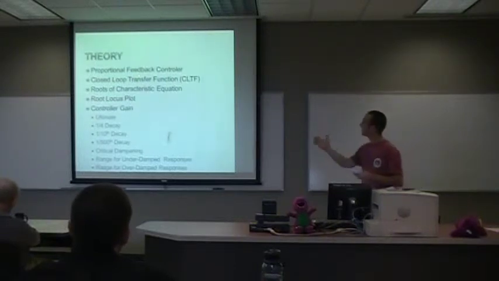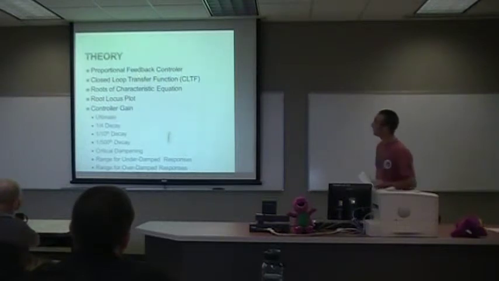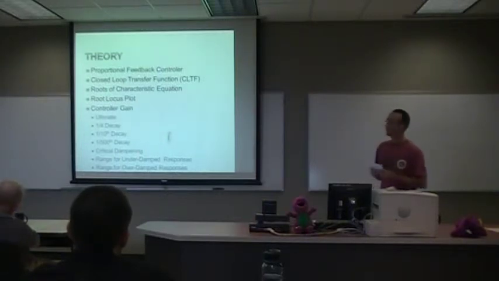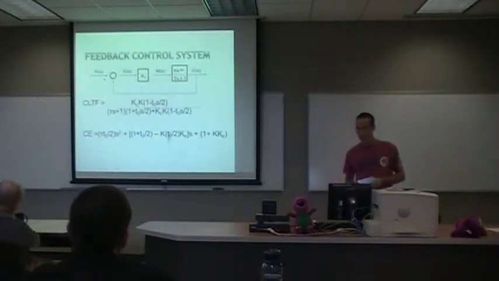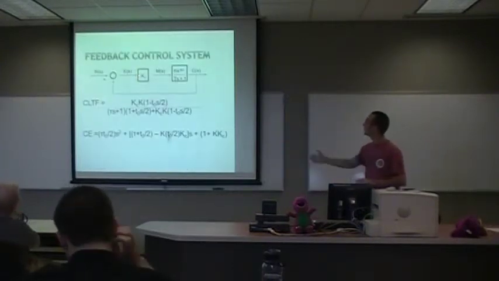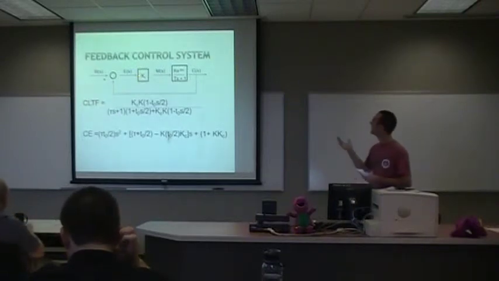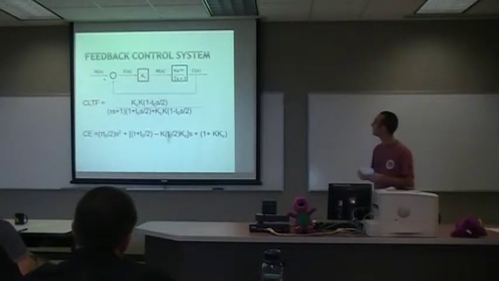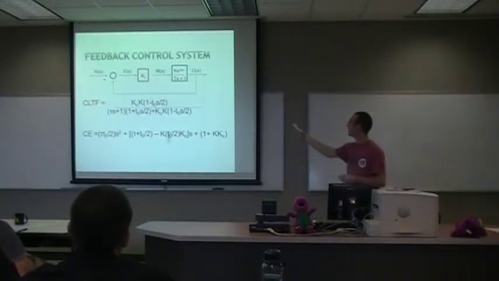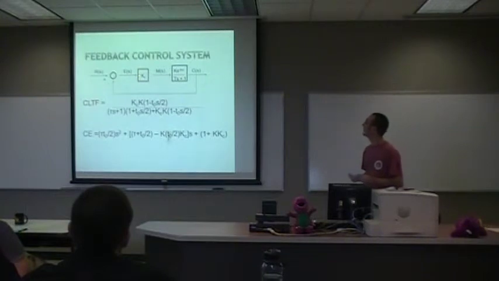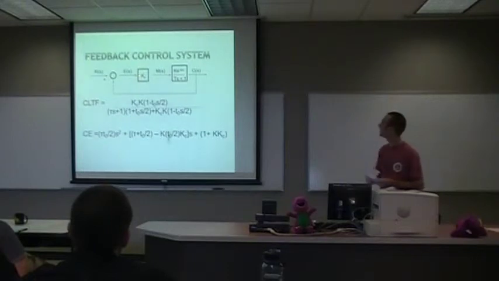And these different responses are the ultimate controller gain, and then quarter decay, tenth decay, 5/100 decay, critical damping, and then the range for your underdamped responses and the range for your overdamped responses. For our feedback control system, this is where your controller gain replaces your controller transfer function, and this shows the closed loop transfer function, and then derived from that is just the denominator, which is your characteristic equation.